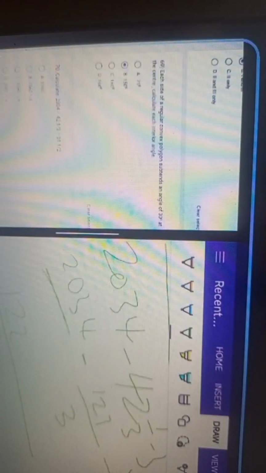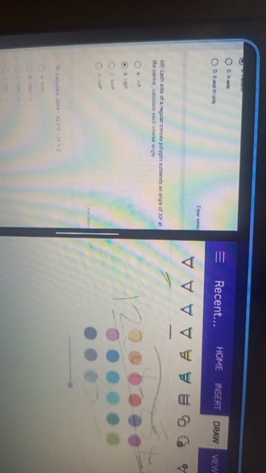So 6 times 2034 is 12,204. Then 6 divided by 3 is 2, then 2 times 127 is 254. Minus 6 divided by 2 is 3, then 3 times 63 is 189.